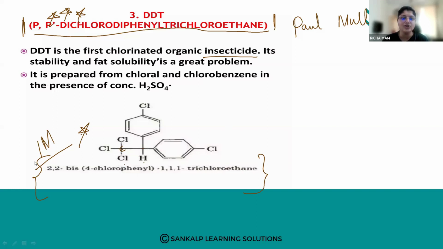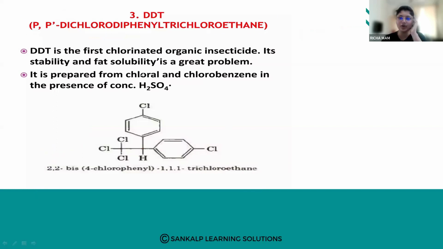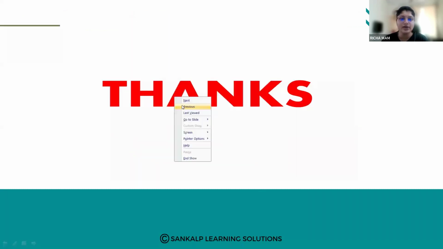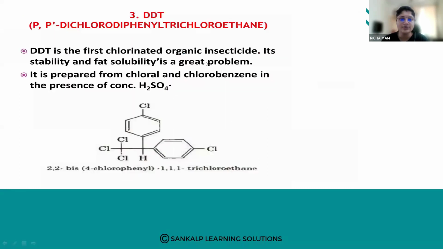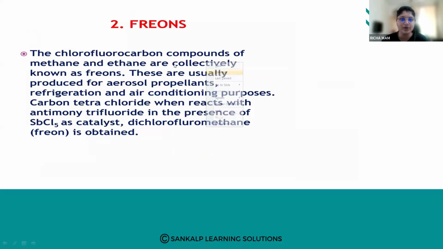So what is DDT? It is the first chlorinated organic pesticide. So this is important: the full form, what DDT is, and the structure. I hope you are writing down the important points. Then freons, you have marked important.